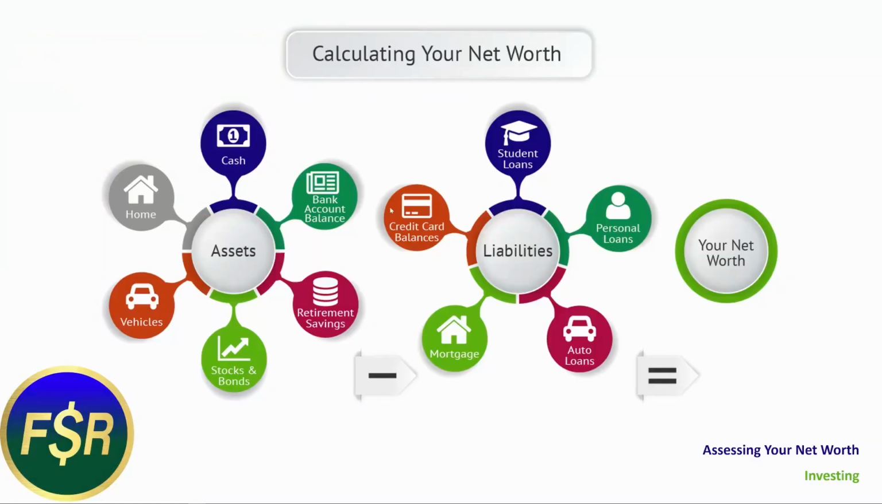So the traditional way to calculate your net worth is to take all of your assets, which is cash, bank accounts, retirement savings, stocks and bonds, vehicles, and your home, and add up the total. Once you have a total, then you know exactly how many assets you have. Then you'll take all of your liabilities, your mortgage, your credit cards, your student loans, your personal loans, your auto loans, and you'll subtract your liabilities from the assets. And then that equals your net worth.